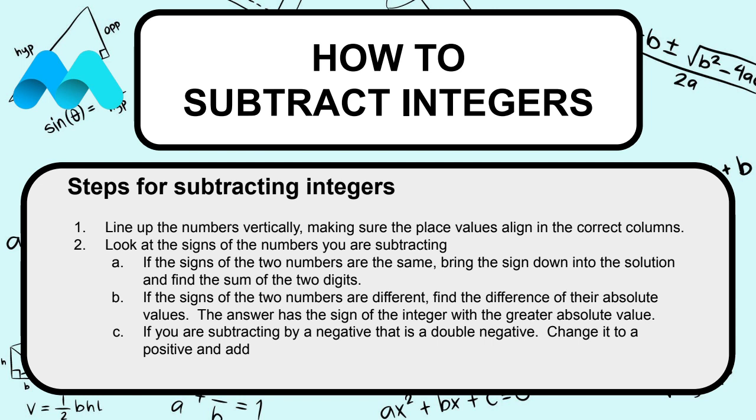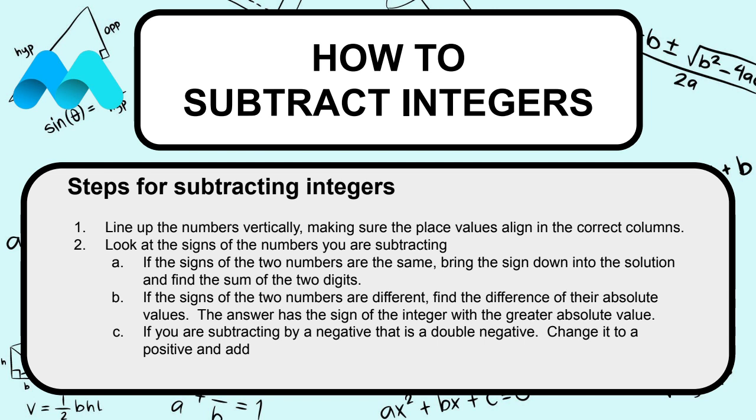All right, so let's get right into how to subtract integers. So there's basically just a few steps here. The first step is one that you learned when you first learned how to subtract, and that is to line up the numbers vertically. So you're going to rewrite the problem vertically, making sure the place values align in the correct columns. Okay, you already know how to do that, so that's your first step here as well. Then your second step is you're going to look at the signs of the numbers you are subtracting. And then there's different steps to take based on those signs.